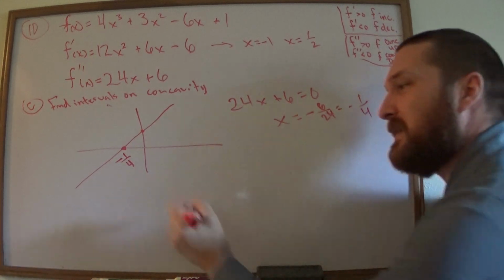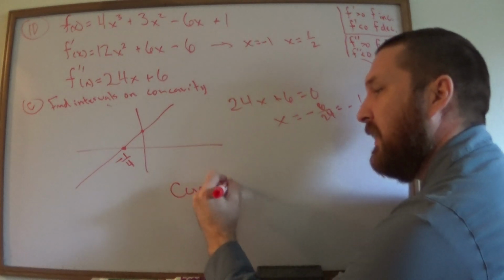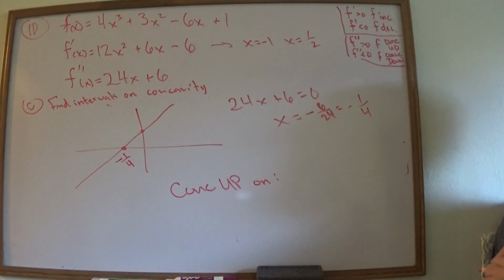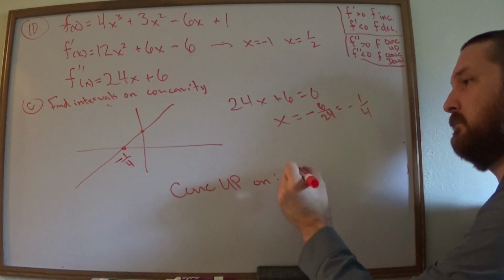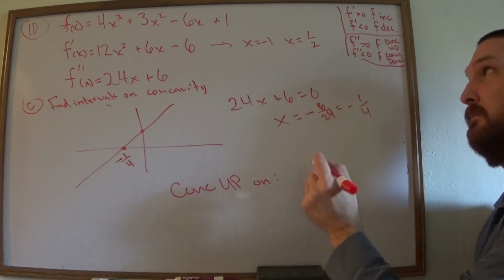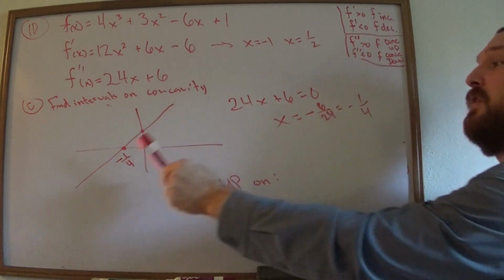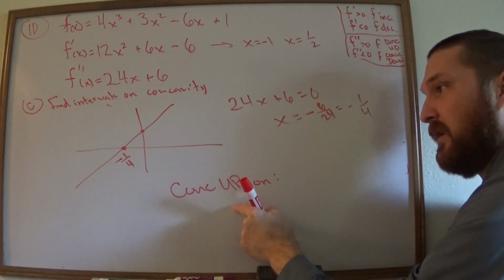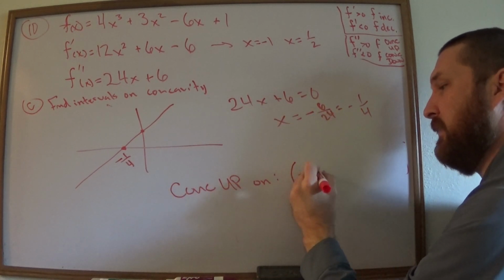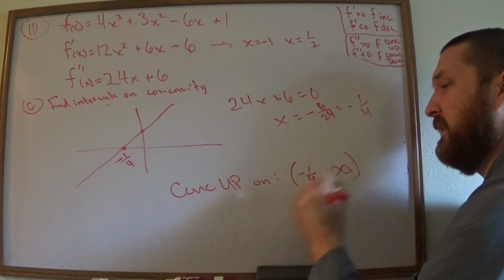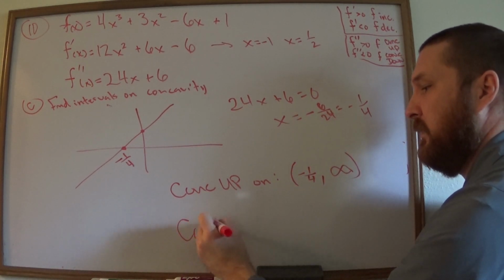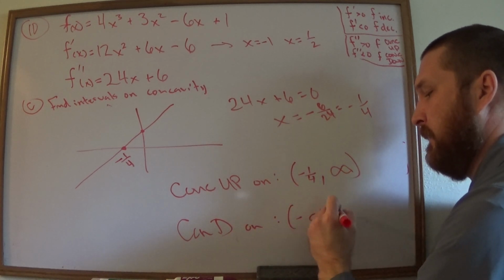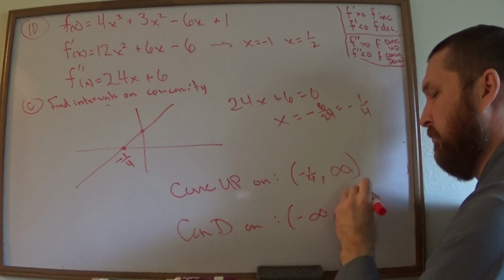And so now we could say it's concave up on what interval? From negative infinity, or no, from negative 1/4 to positive infinity. Whenever the second derivative is positive, then we're concave up. So from negative 1/4 to infinity. And it's concave down from negative infinity to negative 1/4. There you go.